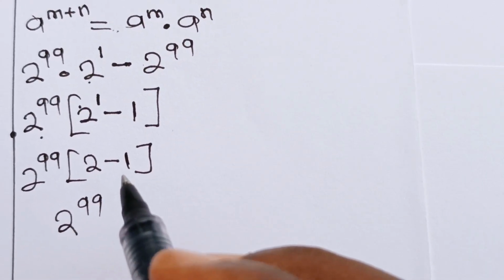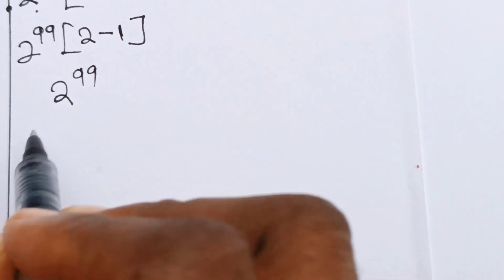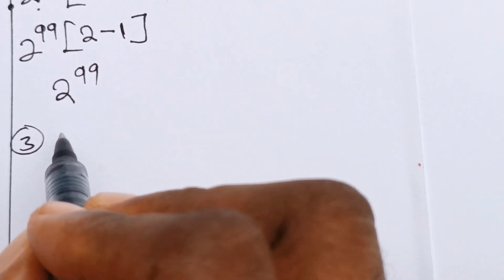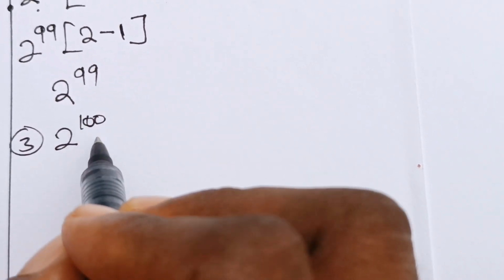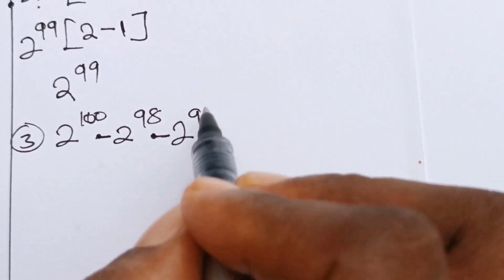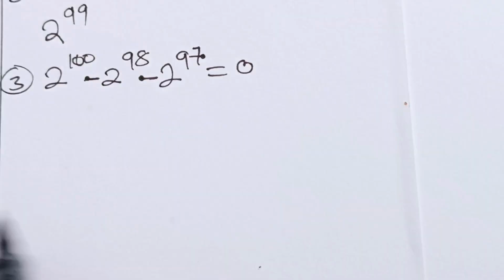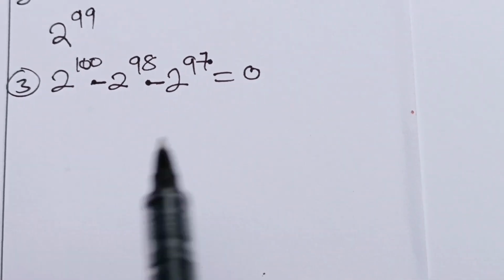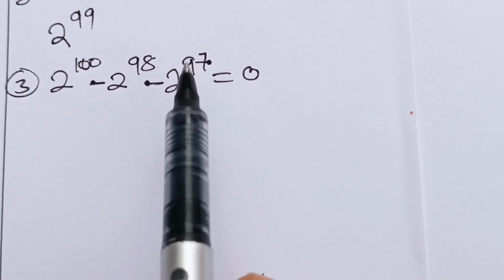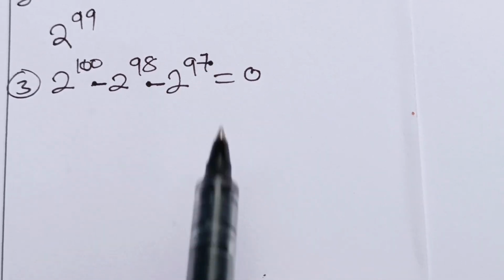Now, what if you have this? This one is different, so just wait and see. The third question is different. We are asked to simplify 2 to the power of 100 minus 2 to the power of 98 minus 2 to the power of 97. Now, look, when you have this, you do the same thing. The one with the lowest power is 2 to the power of 97, so we are going to manipulate the others in terms of 97, okay?